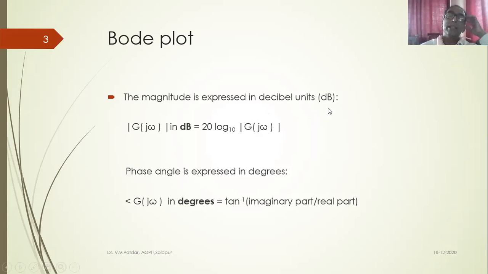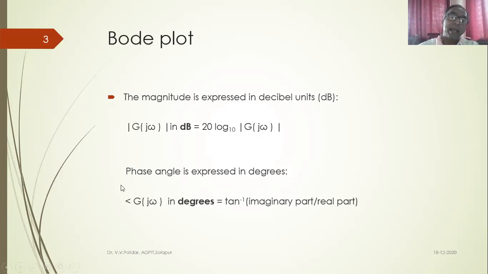So as I said, 1 decibel is 20 log to the base 10 of that parameter. Now in this case, we have the transfer function, and mod of G(j omega) in decibel will be 20 log to the base 10 of mod of G(j omega). So whatever transfer function I have got, I take the magnitude of that, take the log of that magnitude and multiply it by 20. It gives me my decibel scale of magnitude.